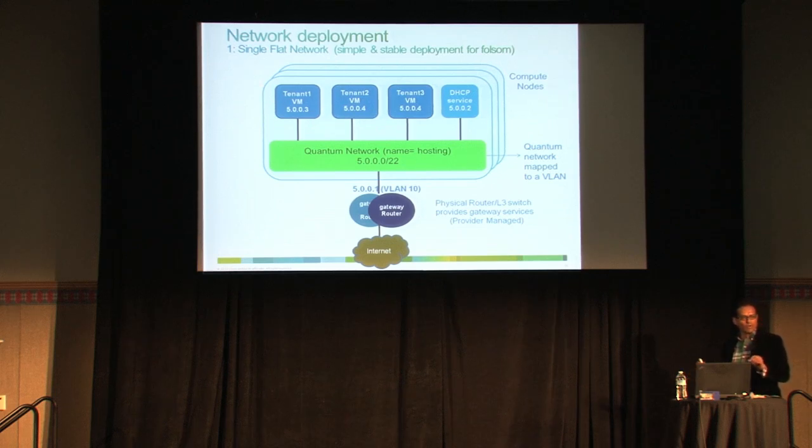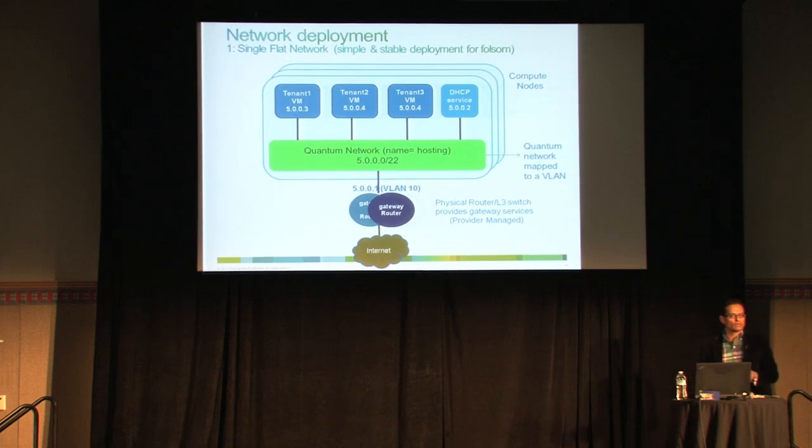So this is a very simple model. If you want to start playing around with Quantum, you can just create a virtual network as an administrator, map it to a VLAN, and let users create VMs there and play with it. A very simple, stable deployment for Quantum, leveraging your existing redundant gateway router. So again, you're not going to receive that call saying something failed, because it's all handled by your reliable infrastructure. All you're doing is you've just created a virtual network and you've exposed it.